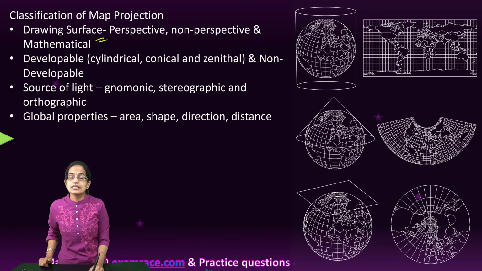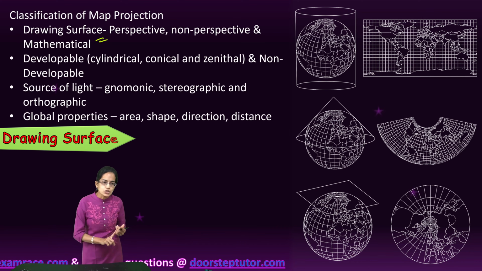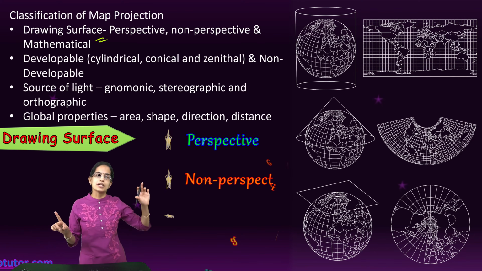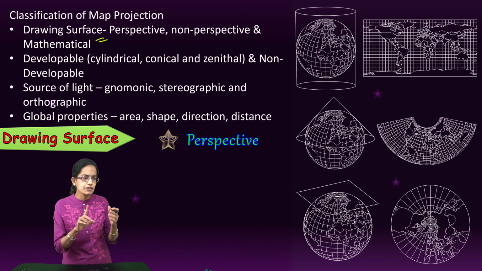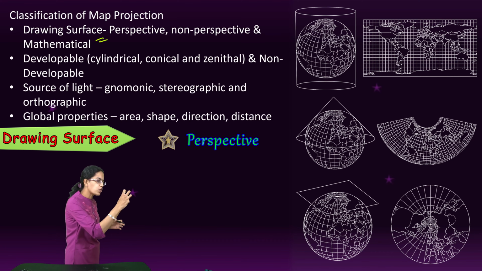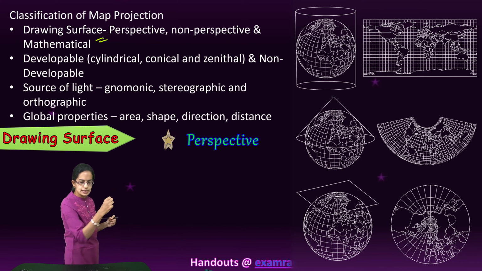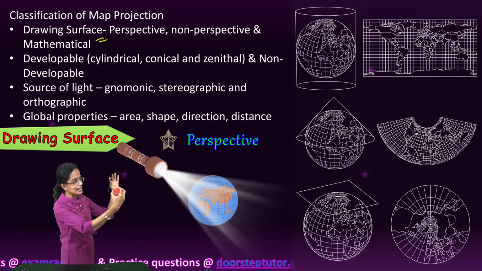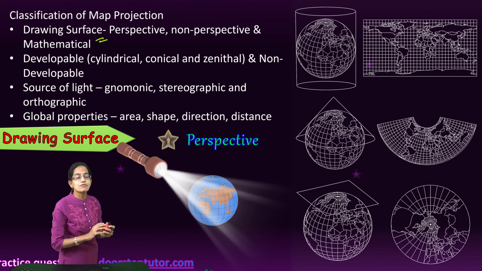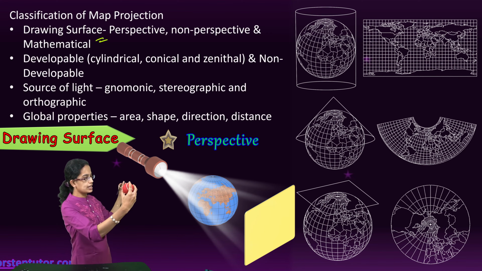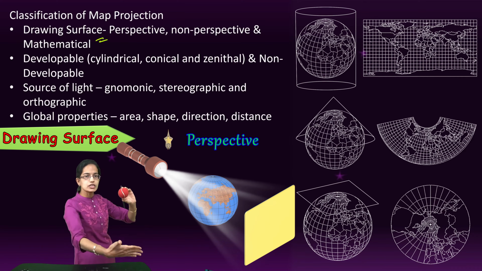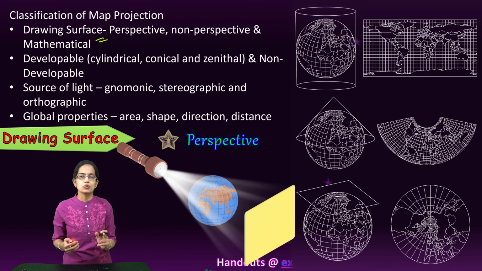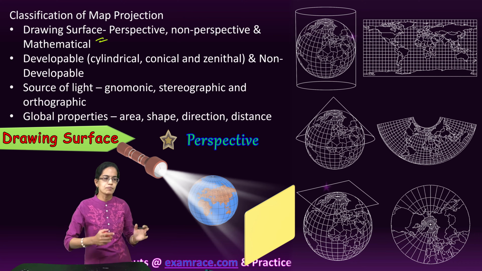Coming on to the next is based on the drawing surface. Based on the drawing surface, I can say the projection can be perspective, non-perspective or mathematical. Perspective implies that I am focusing a light source on the object. So let's say this is the earth and on this earth I have a torch that is glowing here, and this light source is being maintained, and with that we form a drawing surface. The light and the imprint on the sheet of paper would be understood, and that would give me a projection, and this would be known as a perspective projection.